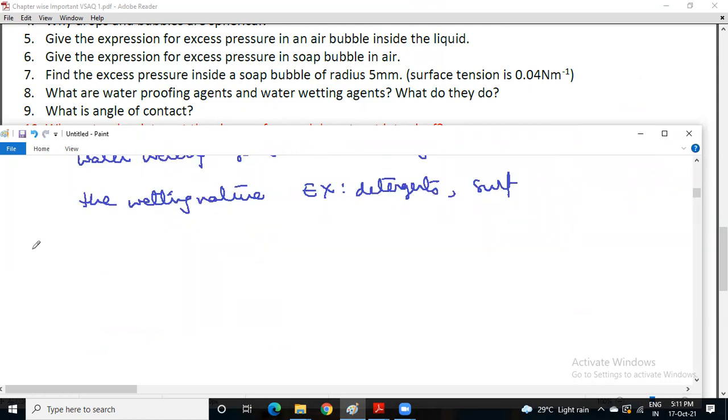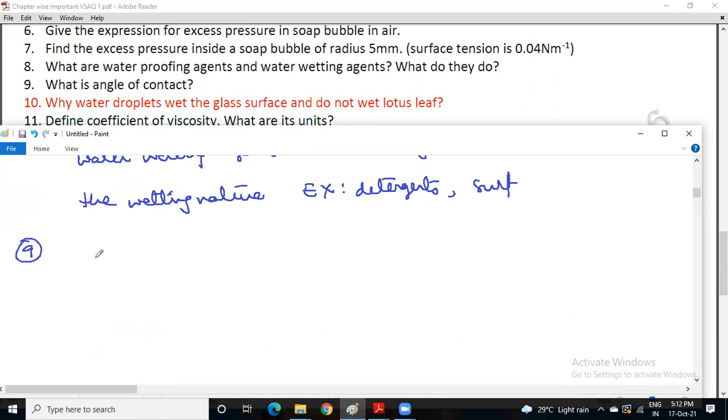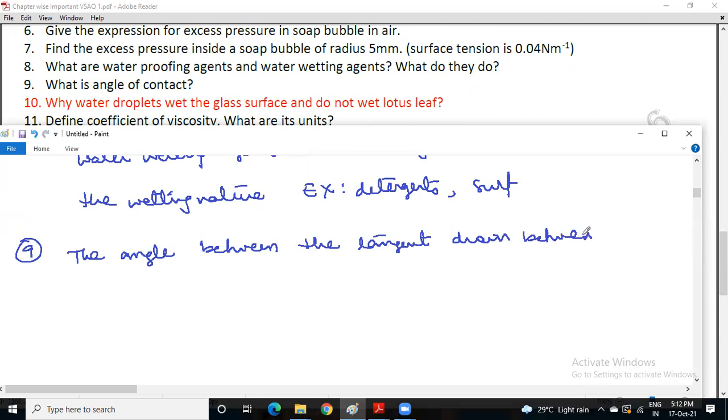Question number 9. What is angle of contact? The angle between the tangent drawn between the liquid and the solid surface, inside the liquid.